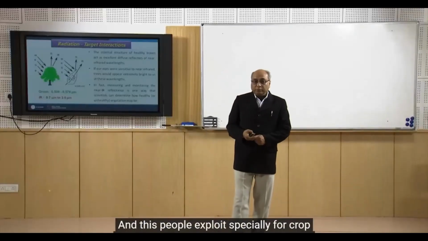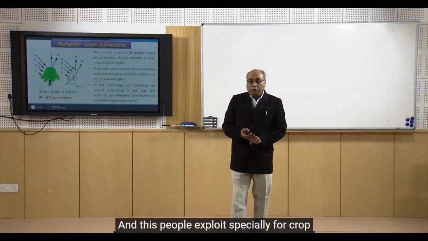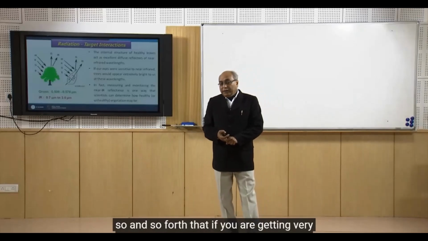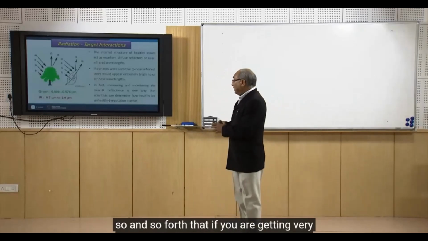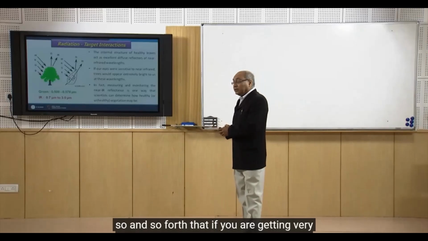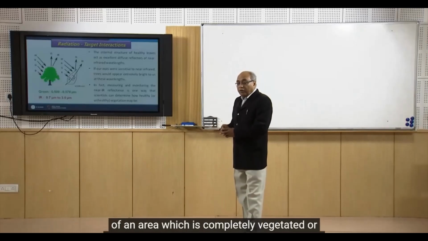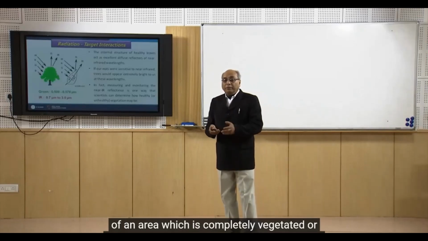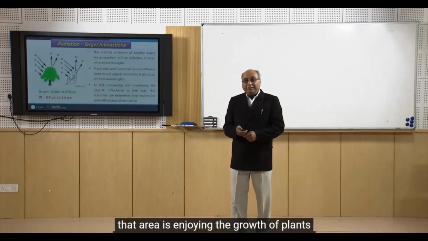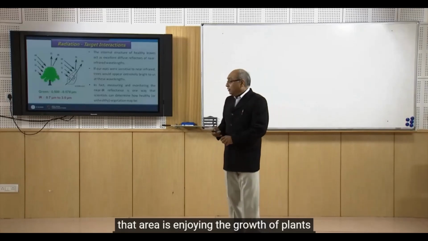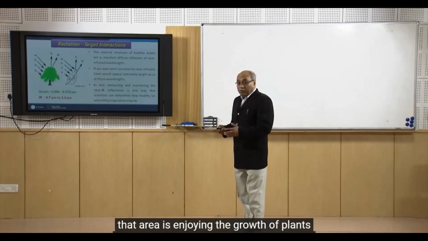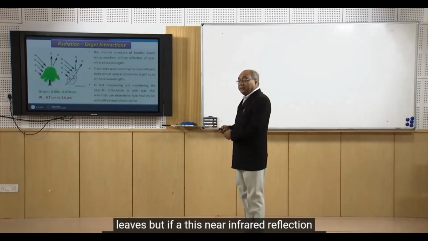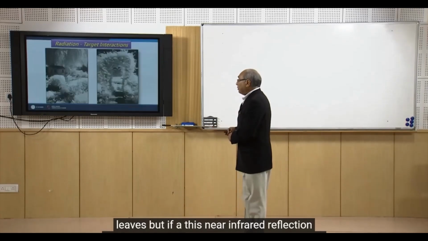And this people exploit, especially for crop estimations or the health of a forest area and so on. If you are getting very high reflection through infrared channels of an area which is completely vegetated or having some agricultural crop, we can assess that the area is enjoying good growth of plants, or good chlorophyll content is present in the leaves. But if this near infrared reflection is less, then there might be some problem with the plants.